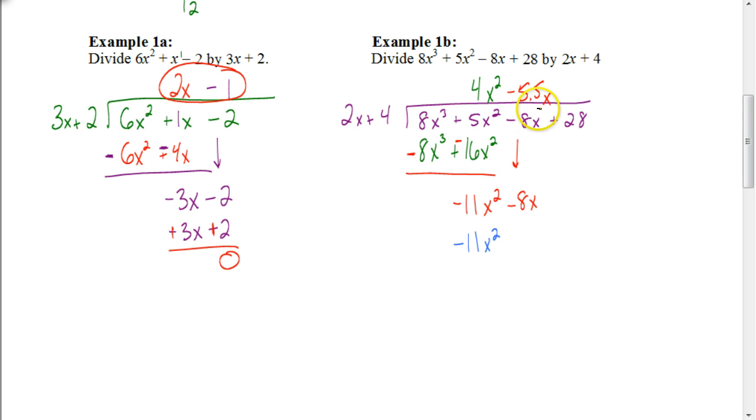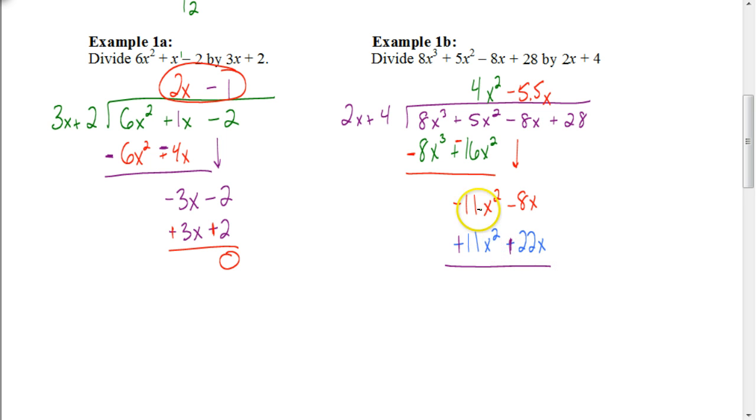Negative 5.5 times 4 would give me negative 22x. So negative 5.5x times 4 is negative 22x. But remember, we can't forget this step. We have to subtract these terms from the other ones. So when I subtract a negative from a negative, that becomes a plus. Negative minus a negative, this also becomes a plus.